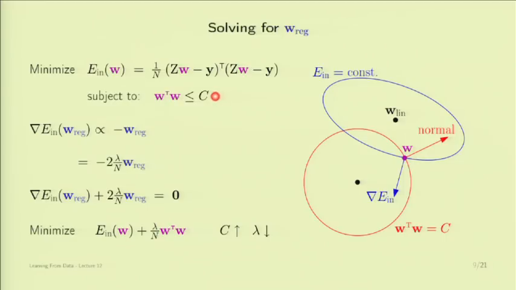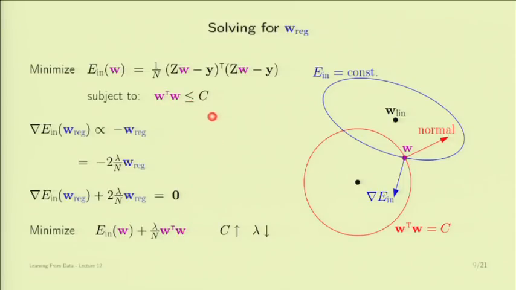Now let's get C smaller and smaller. When C is smaller, the regularization is more severe, because the condition now is becoming more severe, okay? And in order to make the condition more severe in terms of the regularization term, you need to increase lambda. The bigger lambda is, the more emphasis you have to put on the regularization part of the game. And therefore, indeed, if C goes down, lambda goes up.